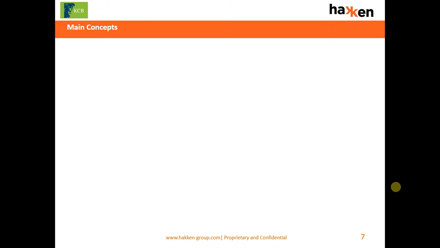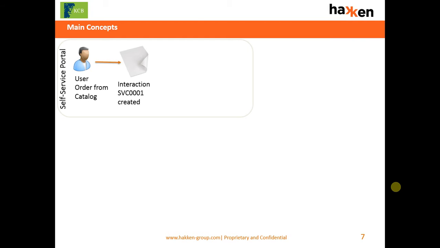So, since I already explained the main concepts here, let's see how this is going to work in terms of workflow. When you want to order a new service request, what is going to happen? The first thing is that the end user goes to the self-service portal and selects an option called Order from Catalog. The end user will select the proper entry in the catalog, and after submitting it, a new interaction called SVC with a number is created.